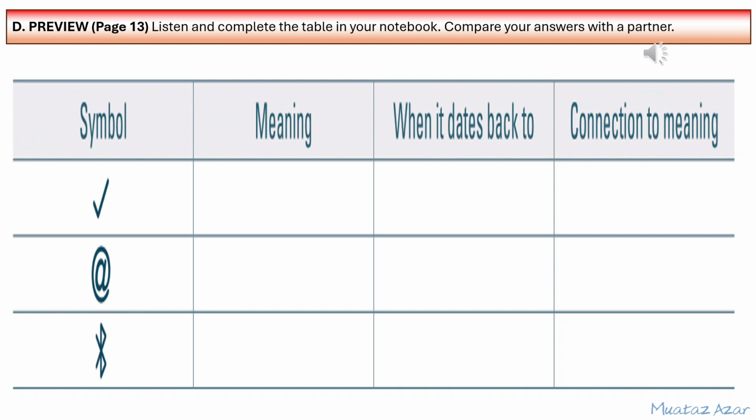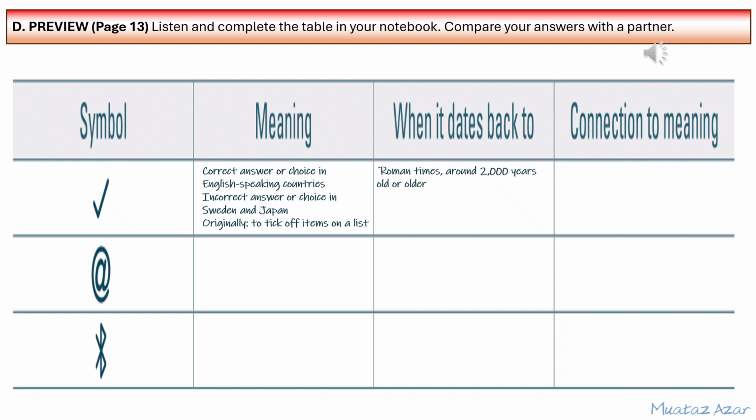Our first example is the simple check mark, or tick, as it's known in Great Britain and Australia. Across the English-speaking world, the check mark indicates a correct answer or choice, although in some countries like Sweden and Japan it has the opposite meaning. The check mark probably dates back to Roman times, around 2,000 years ago, and possibly further. It was used as a way to check off items on a list. No one is exactly sure why this shape was first used. One theory is that it represents the letter V in Latin and stands for the word veritas, meaning true.